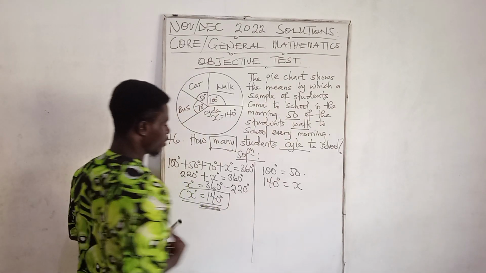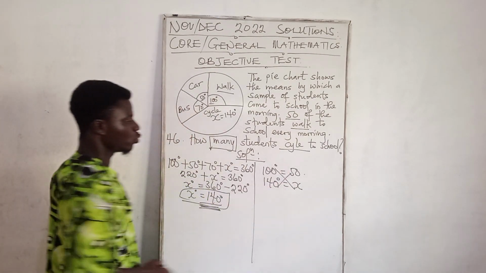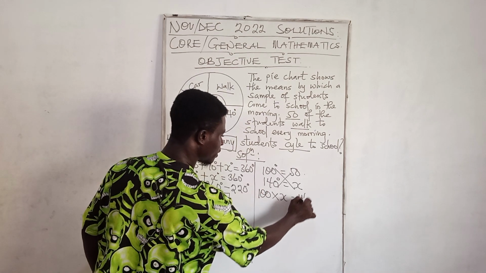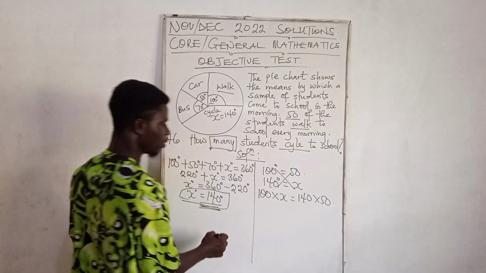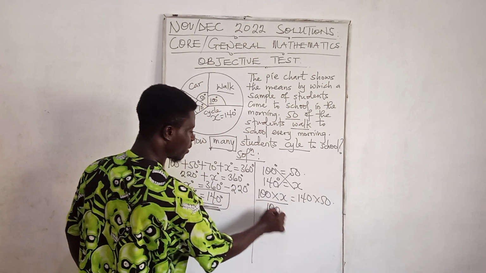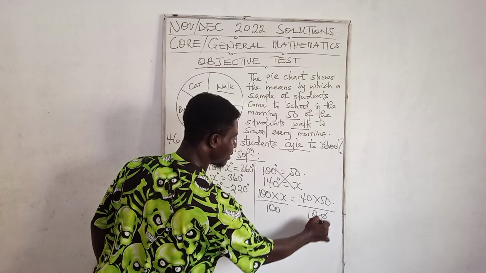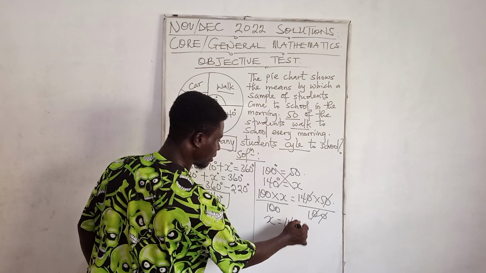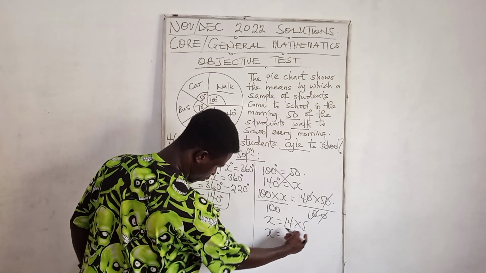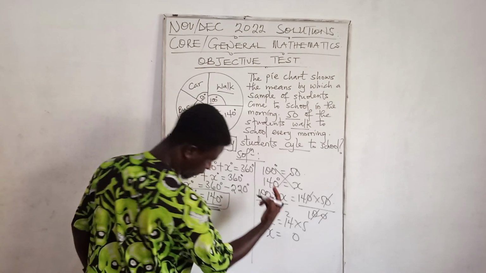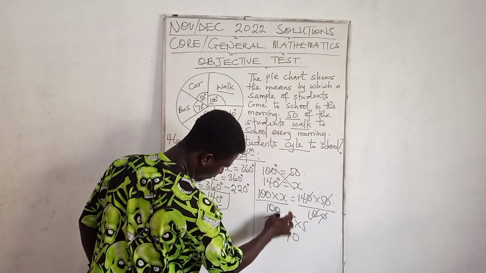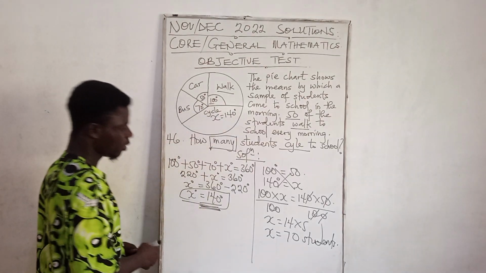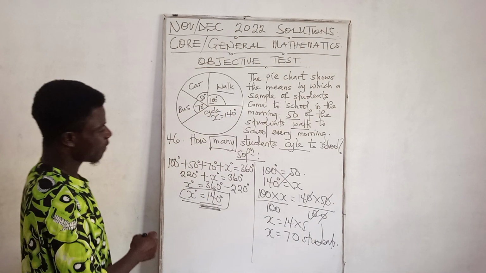So we can use x to represent that. So we do cross product here. 100 times x equals 140 times 50. We can divide both sides by 100. This cancels that, this one cancels. So I get x equals 14 times 5. So x must be equal to 5 times 4 is 20, 5 times 1 is 5, plus 2, we get 7. So we have 70 students. So which is option B?